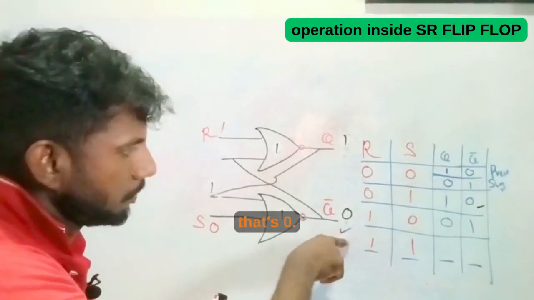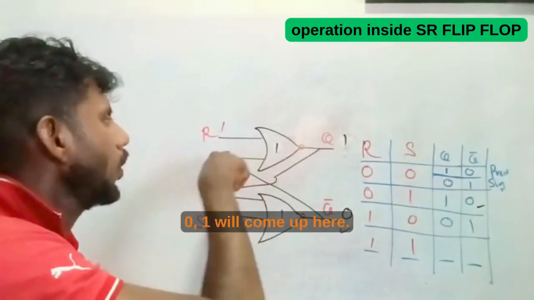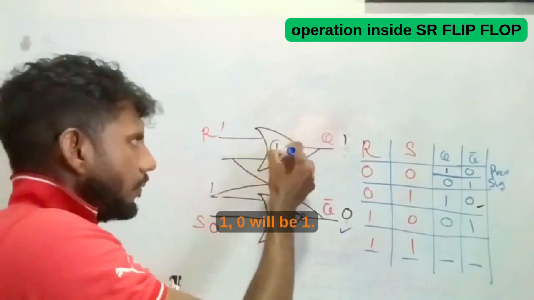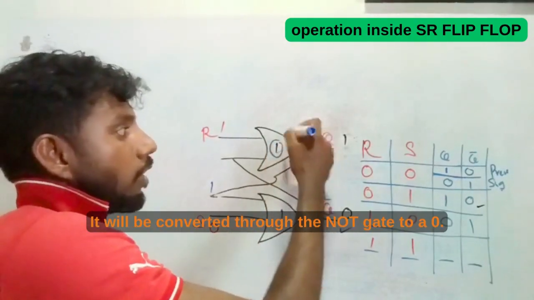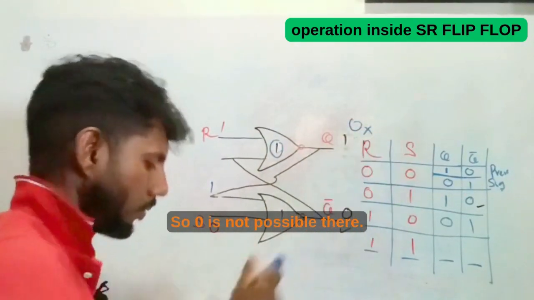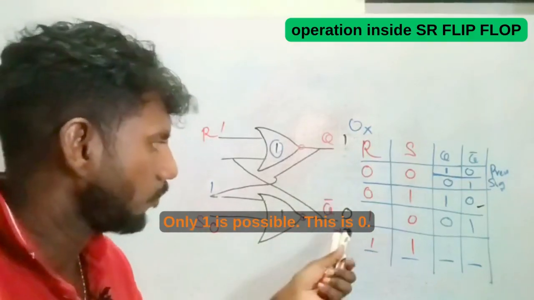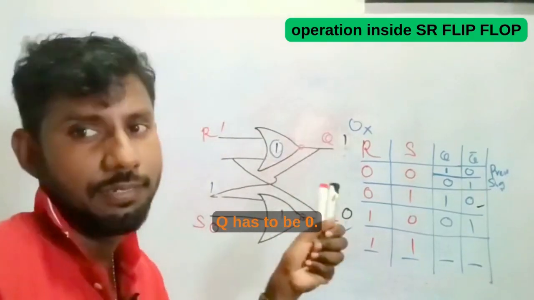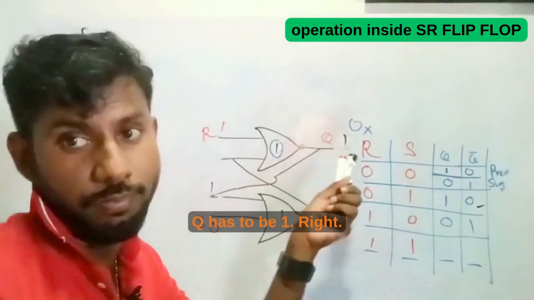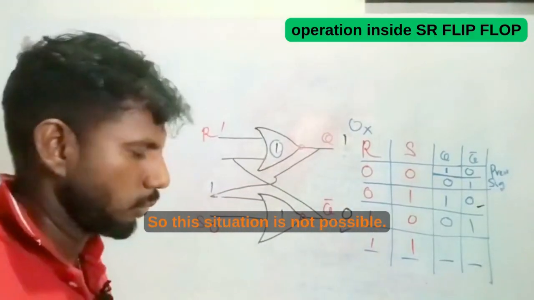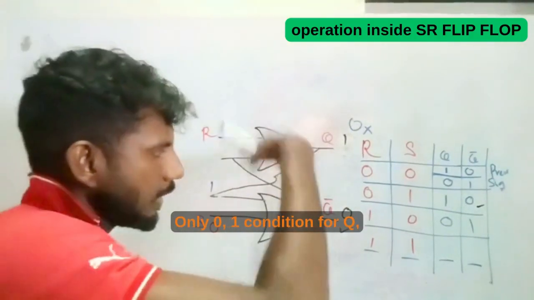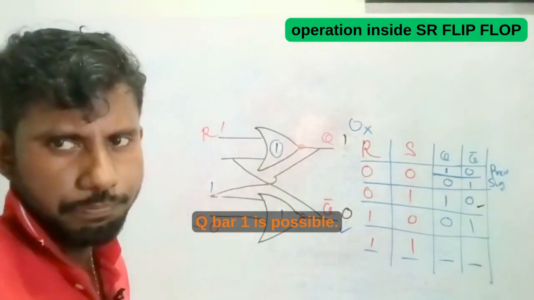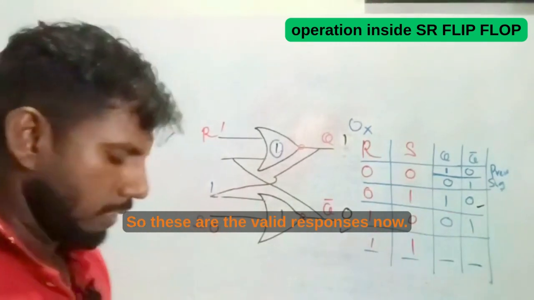And this 1, that's 0. 0, 1 will come up here. 1, 0 will be 1. It will be converted through the NOT gate to a 0. So 0 is not possible there. Only 1 is possible. If Q bar is 0, Q has to be 1, right? So this condition is not met. So this situation is not possible. Only the 0, 1 condition for Q 0, Q bar 1 is possible. Right? So these are the valid responses now.